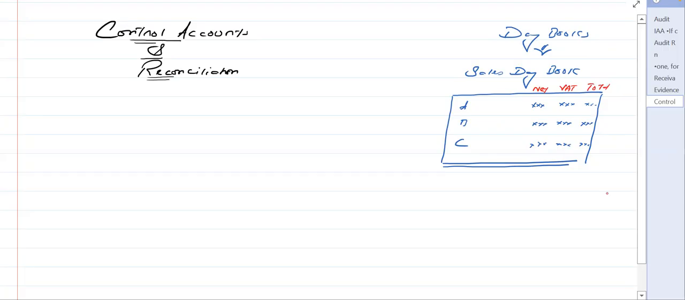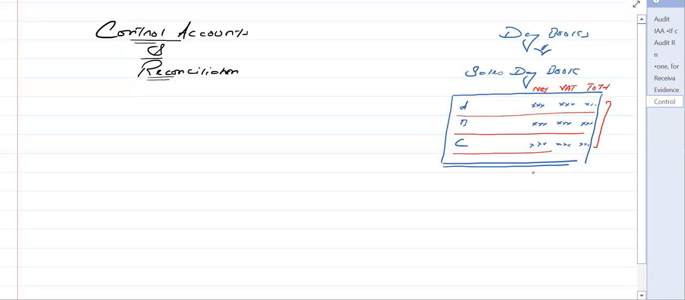Now, the sales day book produces many balances. So you see, we have the total of A, how much we have to receive from A, because it's a sales day book, so it's a receivable. Then we have the balance of B, and then we have the balance of C. So these balances are the individual balances. So from the sales day book, we have the individual balances.